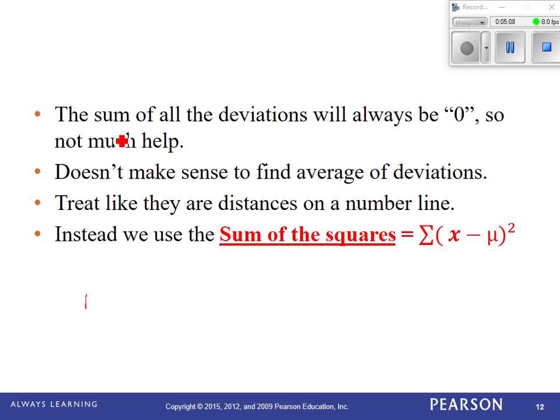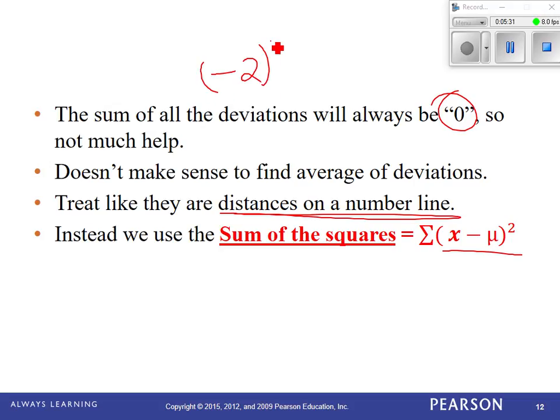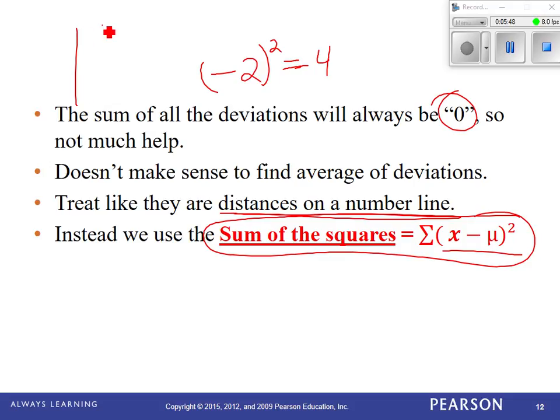It doesn't make sense to find the average of those deviations, because the average is always going to be just 0. So what we actually do is treat them like distances on a number line, and with each one you're going to square them. So if you had a -2, you square that, and it ends up being a +2, because we're talking about how far that number is from the mean, or that middle average. And this is called the sum of all the squares. Sum of all the squares. And that's another part of our chart.